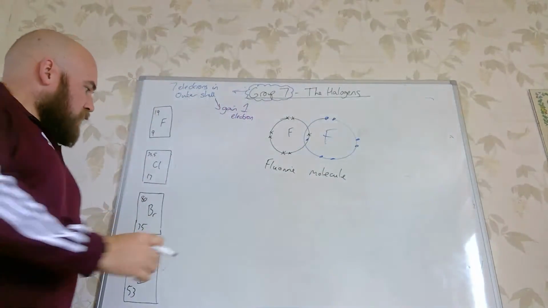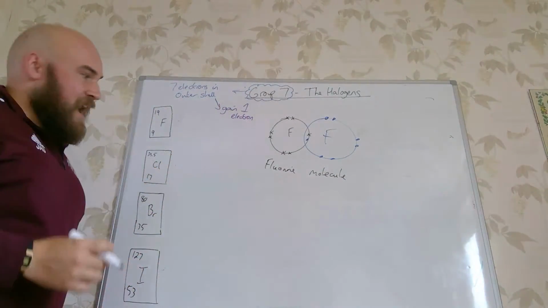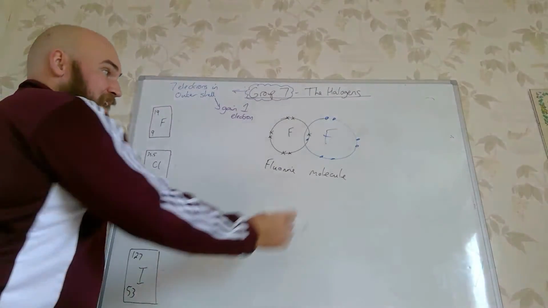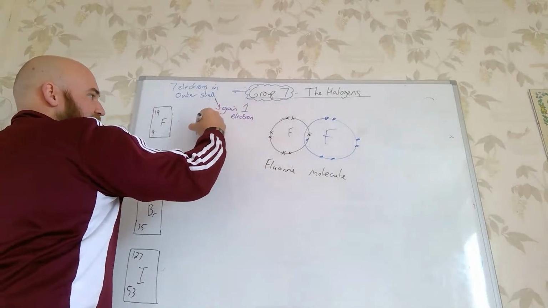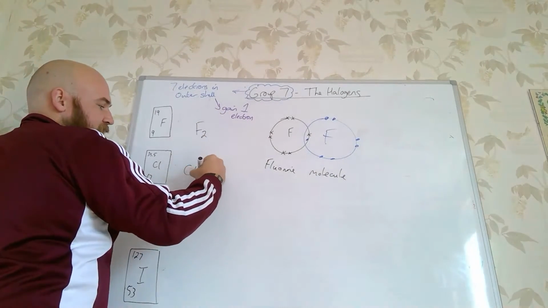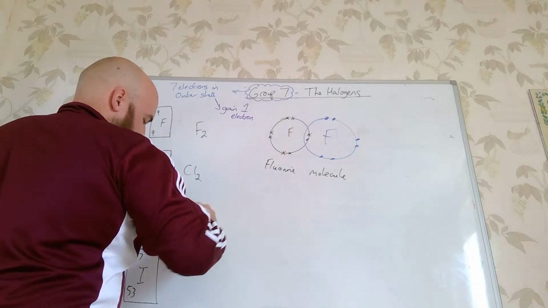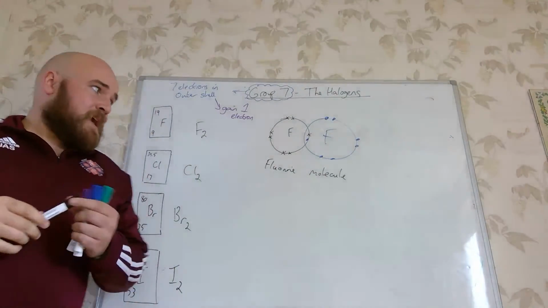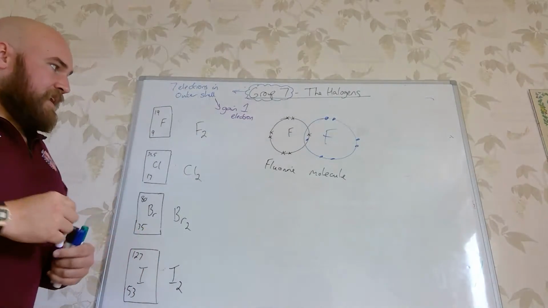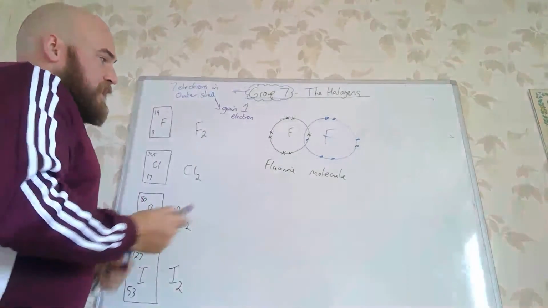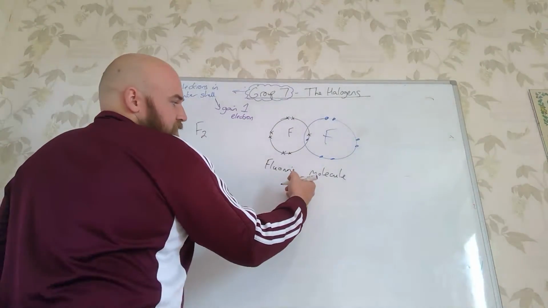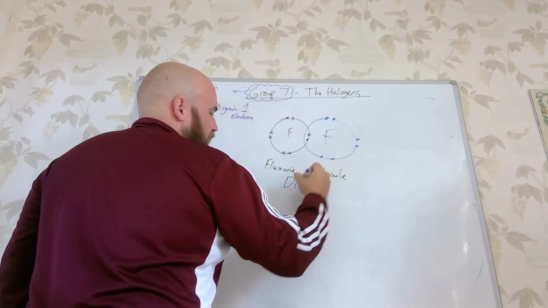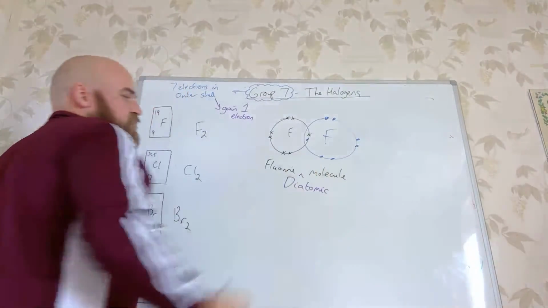And because all of these other elements have the same thing in common with 7 electrons in an outer shell, they must all exist as molecules like this. So fluorine exists as F2, chlorine exists as Cl2, bromine is Br2, iodine is I2. Another big word I'm going to use here that you might see in some textbooks, and you will when you get to university as well, is that these molecules are diatomic. So they are diatomic molecules.